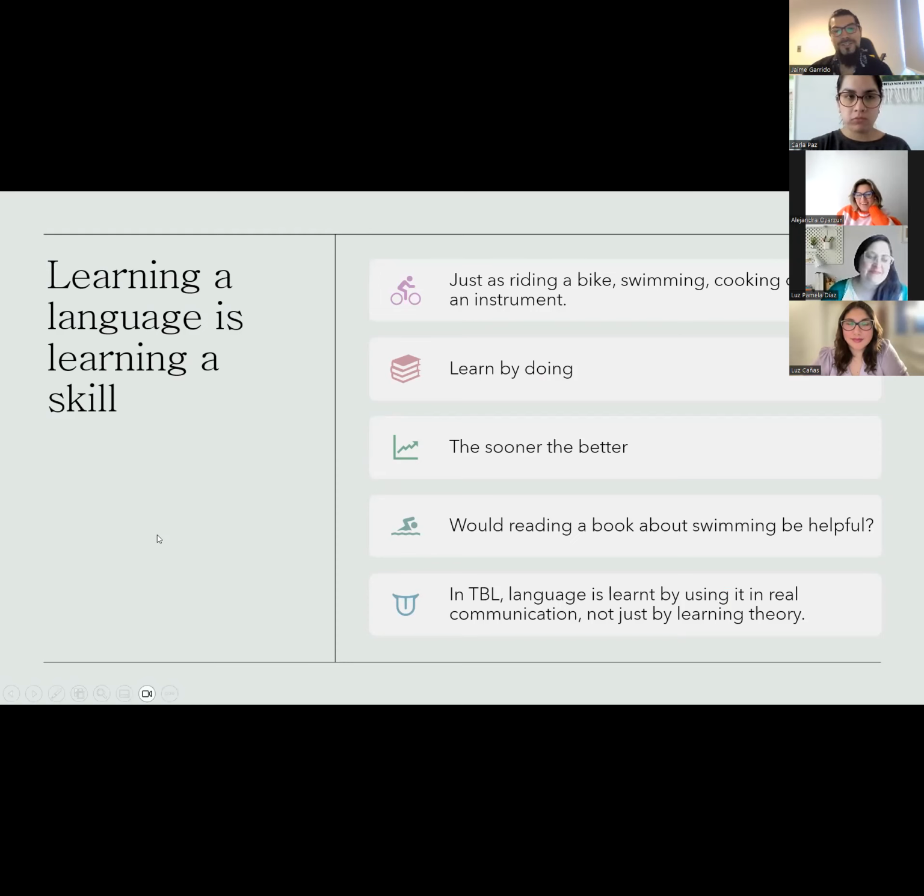Yeah, so just as with learning how to ride a bike or swimming, in TBL language is learned by using it in real communication, not just by learning theory. You are pushed into a sort of real situation from the real world. You try to mimic that situation. Like when you go to swim, you just go into the water. When you learn how to ride a bike, you're given a bike and you start trying.